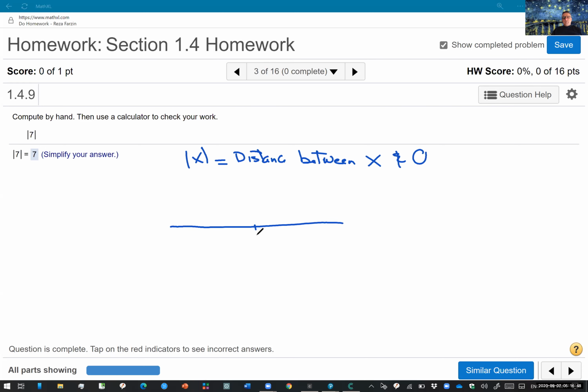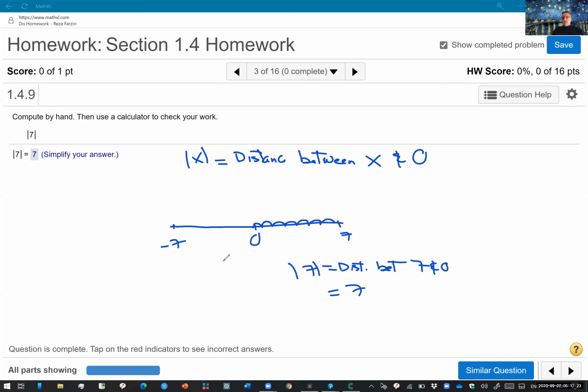So here is 0. Here's 7, right? What is distance? Distance is the number of units between two numbers, right? So let's say these are the units 1, 2, 3, 4, 5, 6, 7, right? How many units between 0 and 7? 7. So that's why the absolute value of 7, which is the distance between 7 and 0, is just going to be what? 7, right?